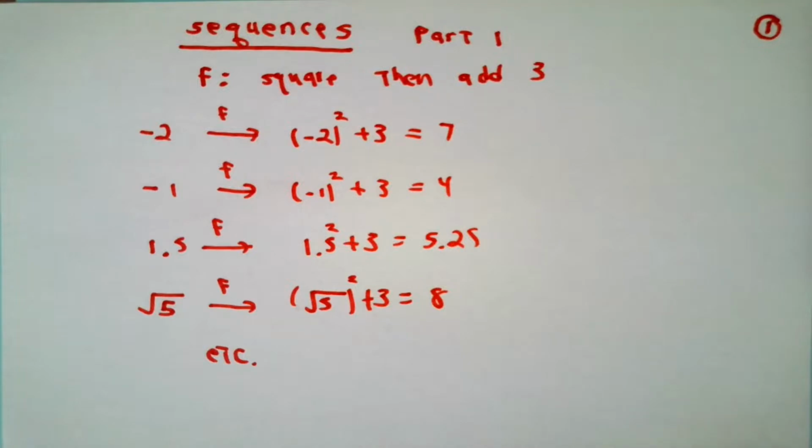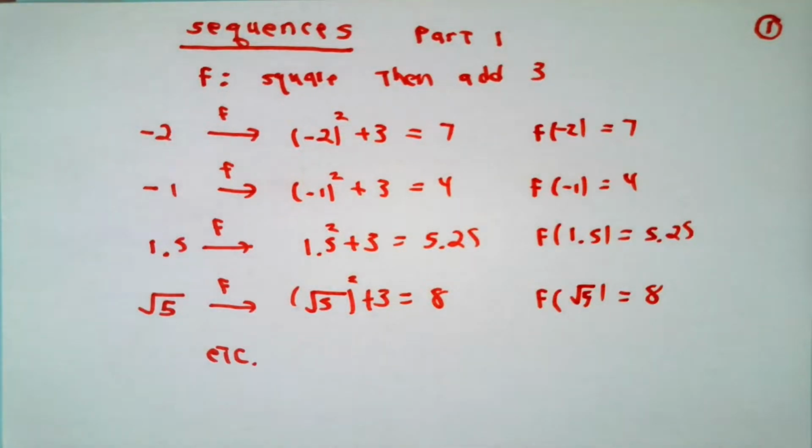This isn't the usual way that we write this sort of stuff, though. Instead, we use symbols like this. We write the name of the function, f in this case, and then beside its name, we write in parentheses the number that we are feeding through that process, and then we say that this is equal to whatever comes out of the process at the end. So we would pronounce this as f of -2 equals 7, f of -1 is 4, f of 1.5 is 5.25, and f of radical 5 is 8.